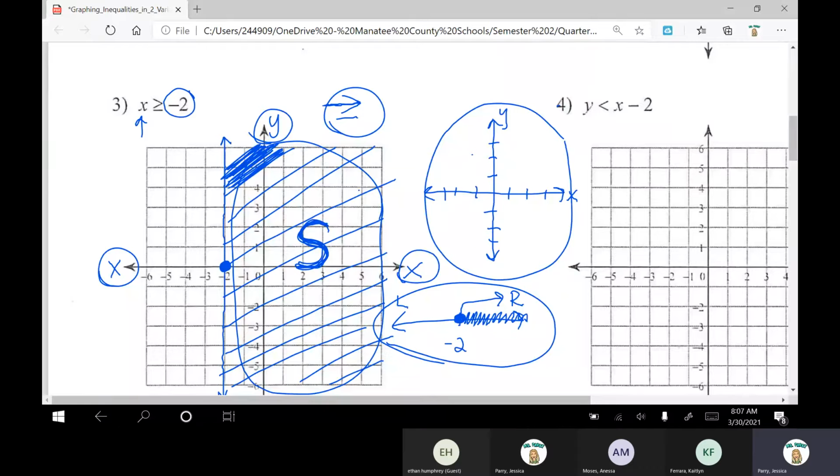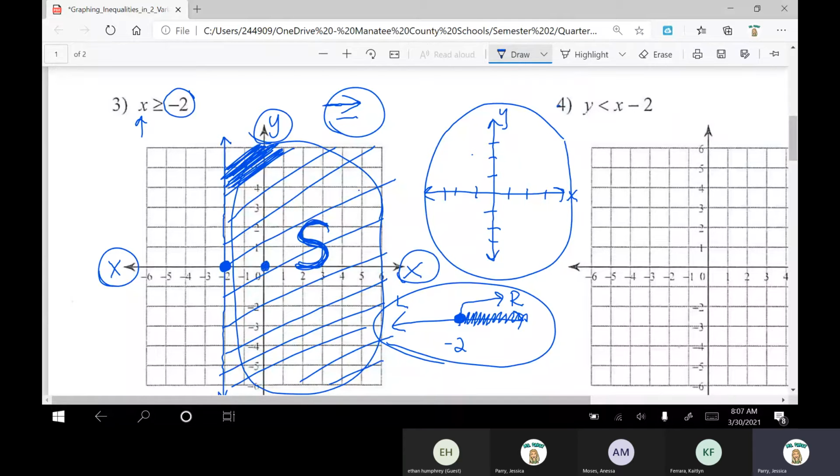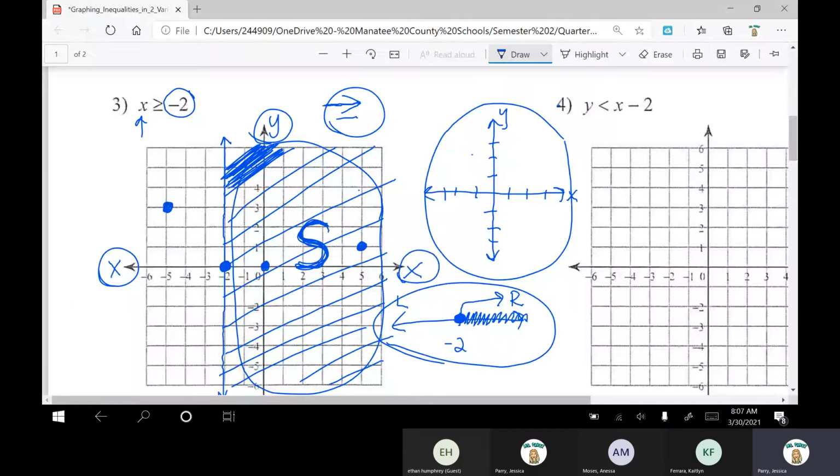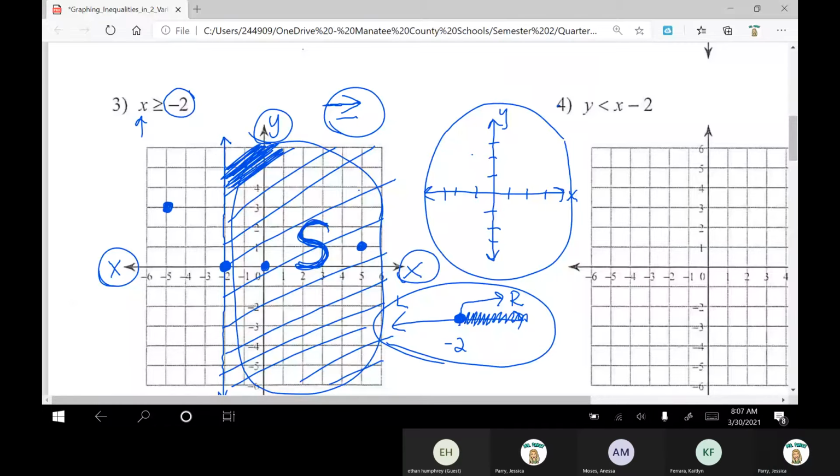Any of those ordered pairs here in the shaded area is a solution, so that means like 0, 0 is a solution, or you could say the 0.5 comma 1, that is a solution. But let's see this point here, -5 comma 3. This one's not in the shaded area, so that is not a solution.